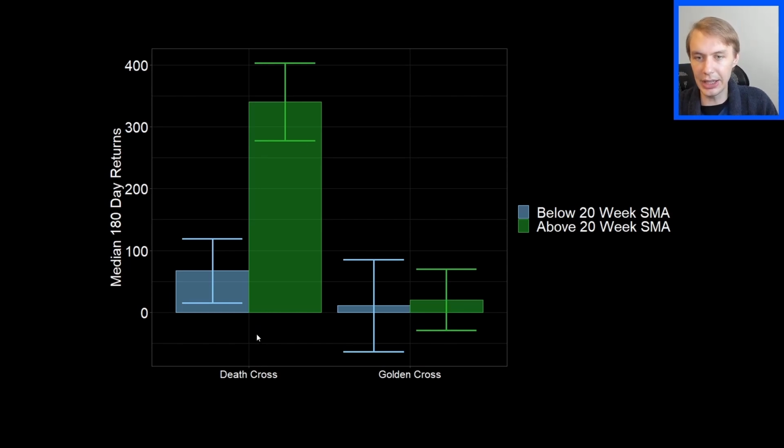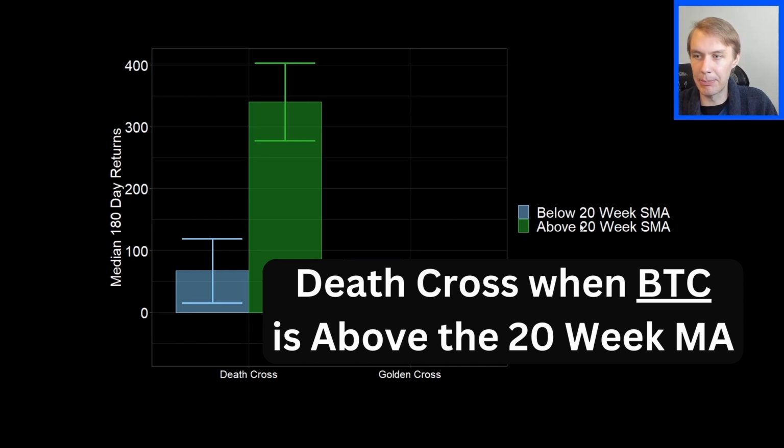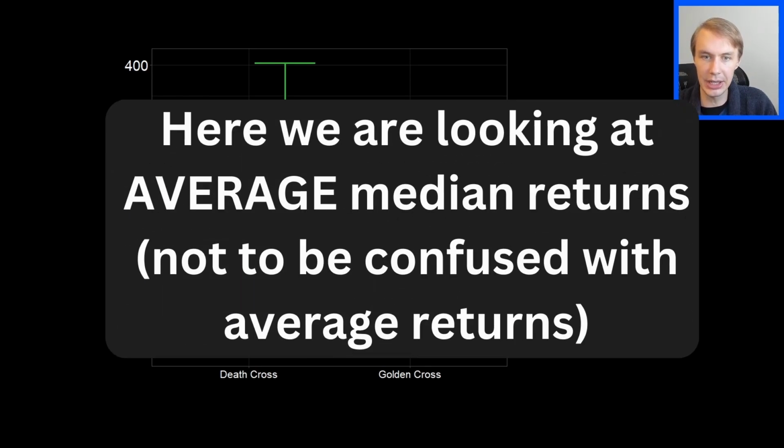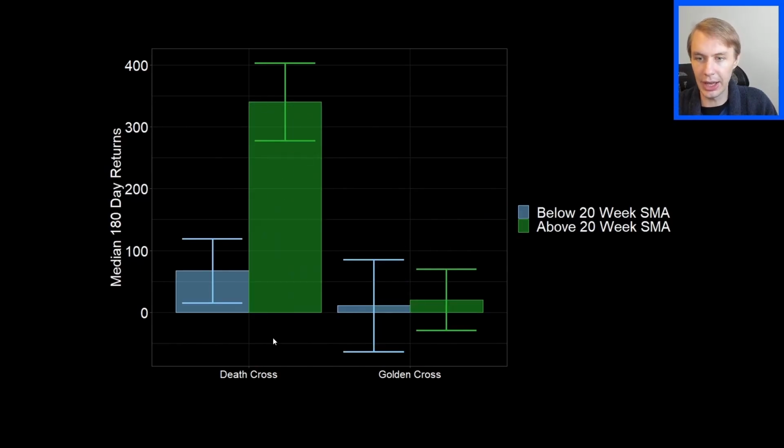And what you'll see is, interestingly, this massive outlier bar, which is when you get a death cross that's above the 20-week SMA. So when price is above the 20-week SMA, but you get a death cross, then you expect pretty high returns. So in terms of median returns, you're talking almost 350% median return following that signal.